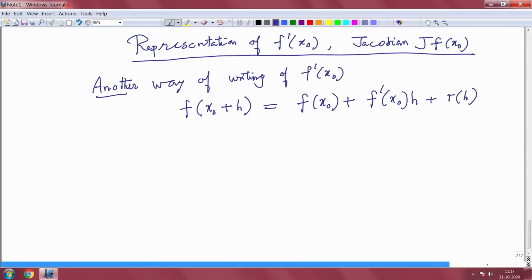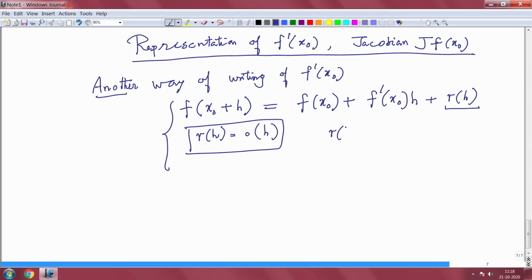Quite often we may try to write this f of x naught here and say that this is small. That is not enough. You need another condition, R(h) should be sufficiently small. Just R(h) small is not enough. You need to have R(h) be a small order of h. What is the meaning of this? Small order of h means R(h) should be in some sense smaller than h. This should go to 0 as h tends to 0.